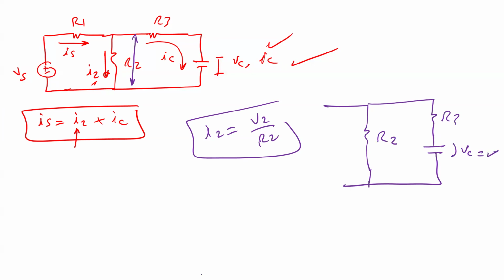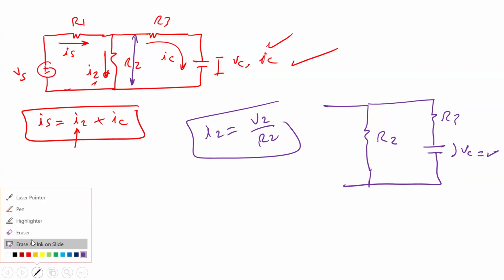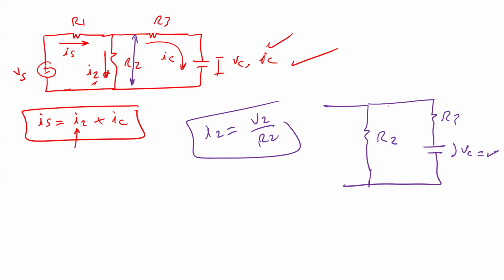Why do I redraw it this way? What do I want to say here? Why do you think if I redraw it this way it becomes easy? Again, I'm looking for V2. My problem is here, V2. Yes, they are in parallel, the same voltage. That means the voltage here also equals VC. That means V2 should equal the drop across R3, which is V3, plus VC.